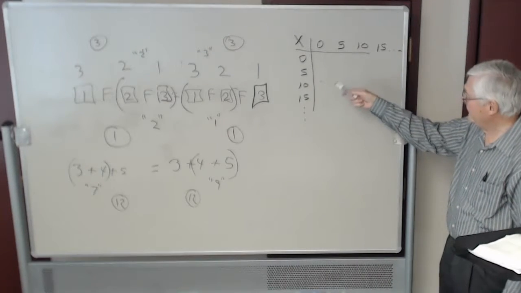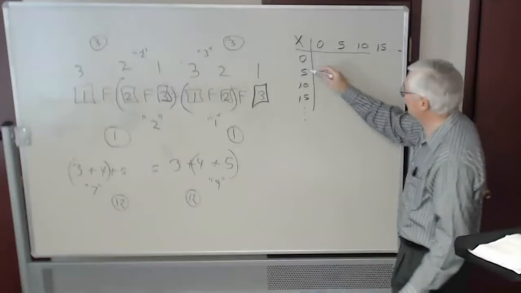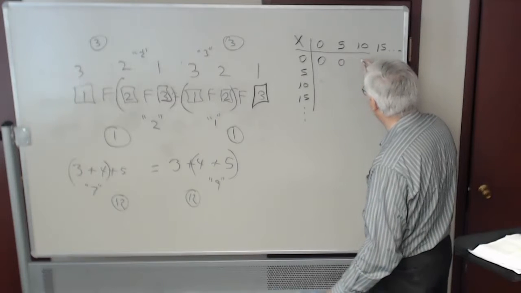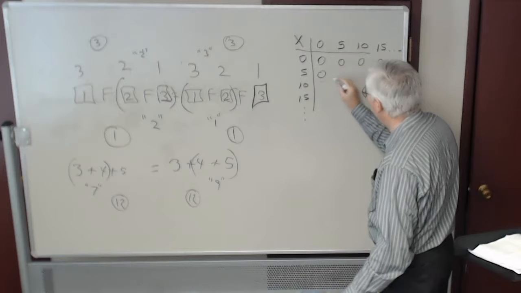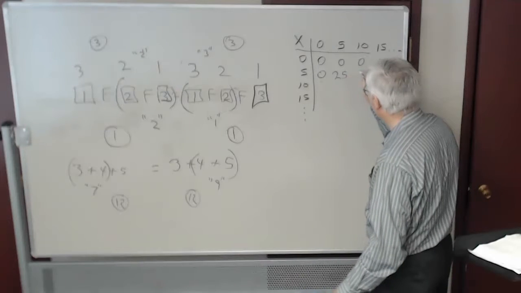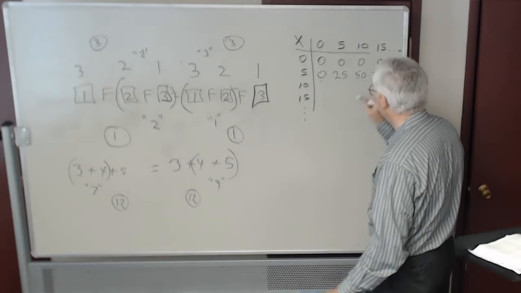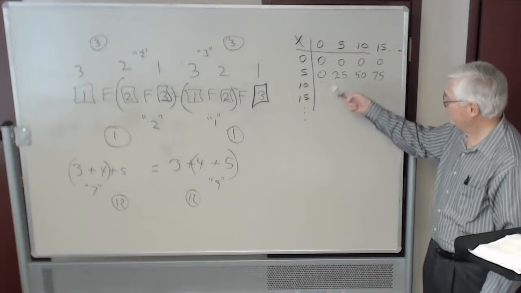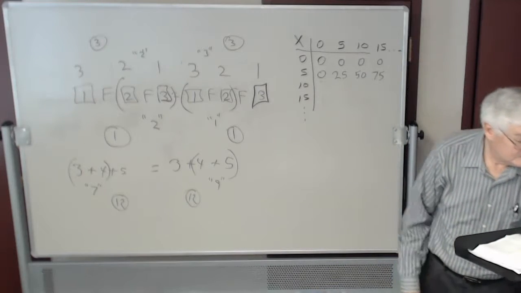If I multiply any two of these, well, what's 0 times 0? What's 0 times 5? What's 0 times 10? What's 5 times 0? What's 5 times 5? What's 5 times 10? What's 5 times 15? You understand? If I fill this chart out, will I always get a multiple of 5? Yes.